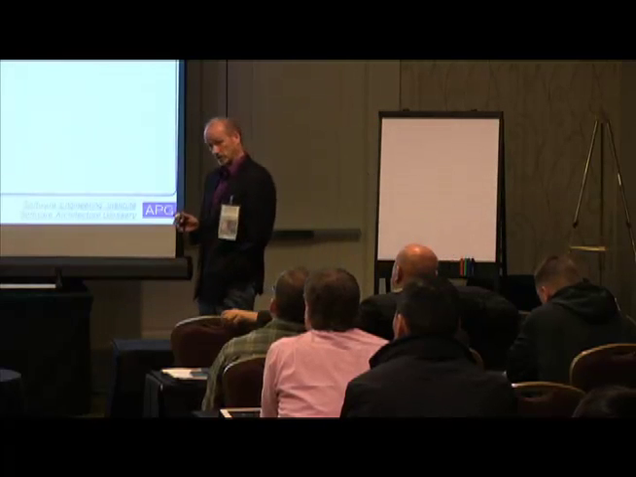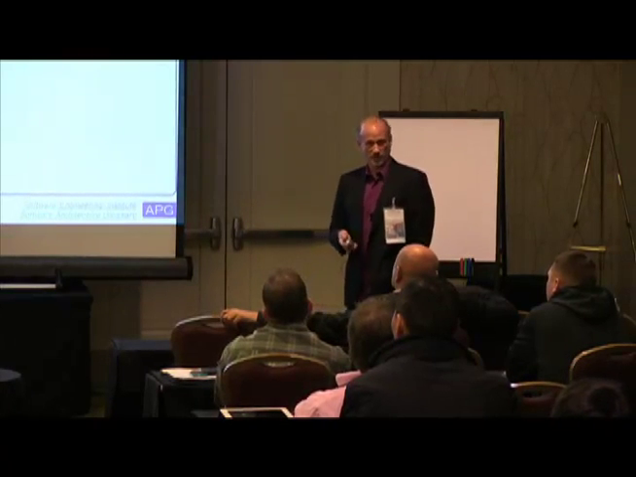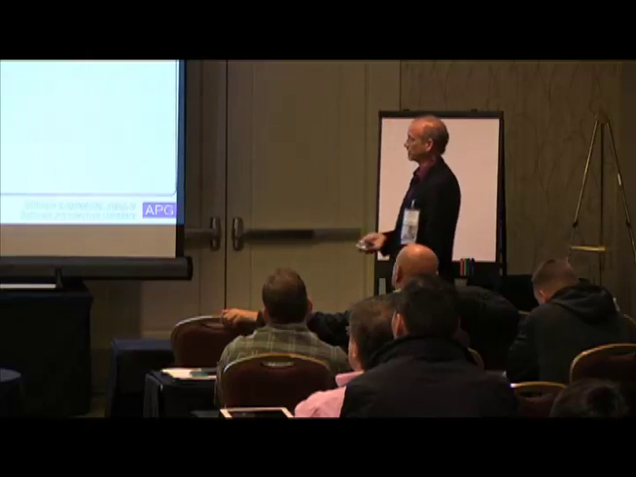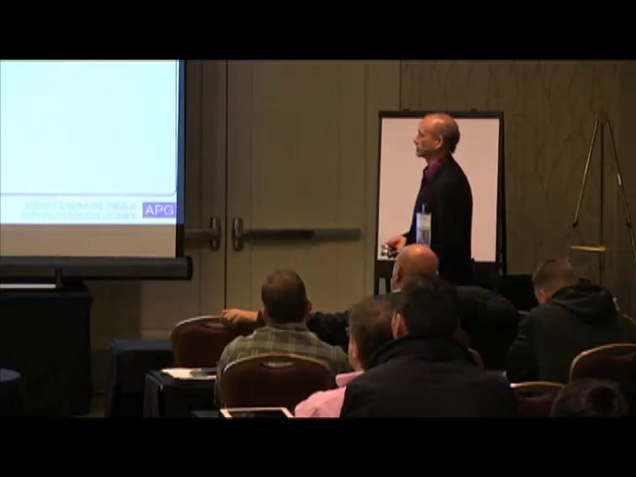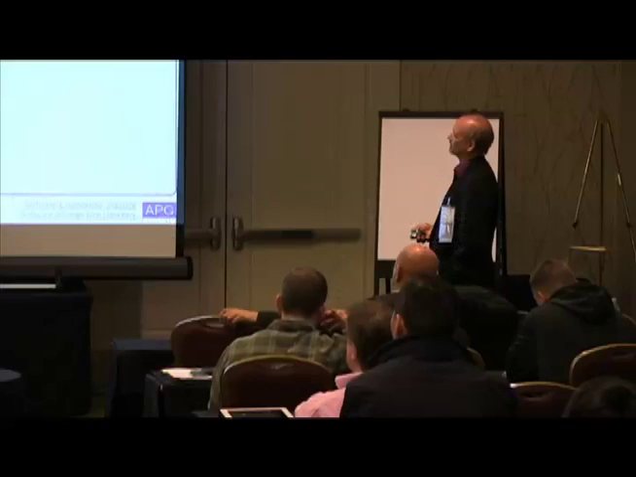But I don't want to suggest that this has been an exhaustive search. It certainly hasn't been peer reviewed. So if there's things that I overlooked because I just didn't find them, or if I've misstated anything because I looked at old versions of content, please don't hesitate to let me know. But let's start with our wonderful hosts here, Software Engineering Institute. So off of the website, the Software Architecture Glossary, a reference model is defined as a division of functionality into elements together with the data flows amongst those elements.